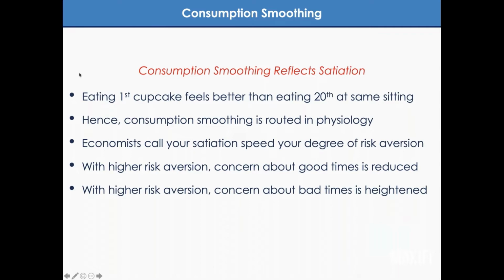But if you're very risk averse, you have a high risk aversion, then the last cupcake, the 20th, doesn't help you much, but you're really concerned about having very few cupcakes because that first cupcake tastes great. It's really important to you. So you don't want to end up in a situation where you don't have any cupcakes. So you're very concerned. And so risk aversion, surprisingly, is really directly connected to satiation. We probably should have used that word satiation rather than risk aversion to describe that key feature of our decision making.